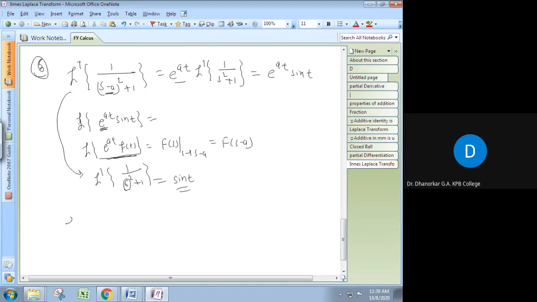In a similar manner, I will write this example. L inverse of s divided by (s minus 3) square plus 16. Now, how to solve this example? Again here, we can use this property. But while using this property, whatever it may be in our frequency domain Laplace transform function, all s should be replaced by s minus a.